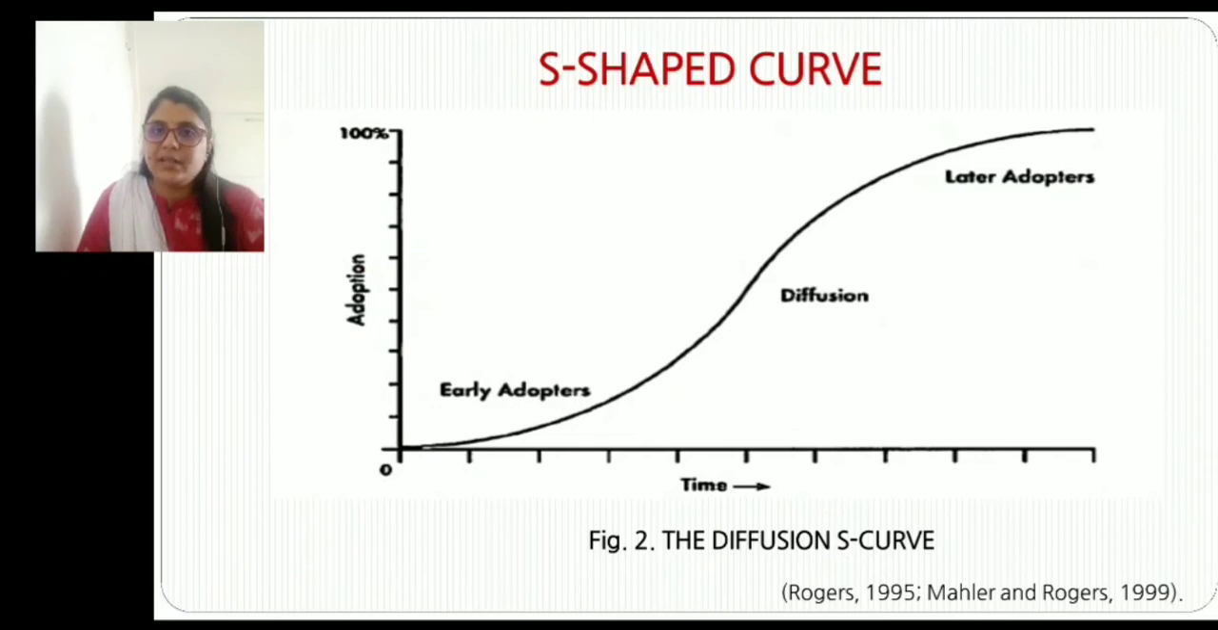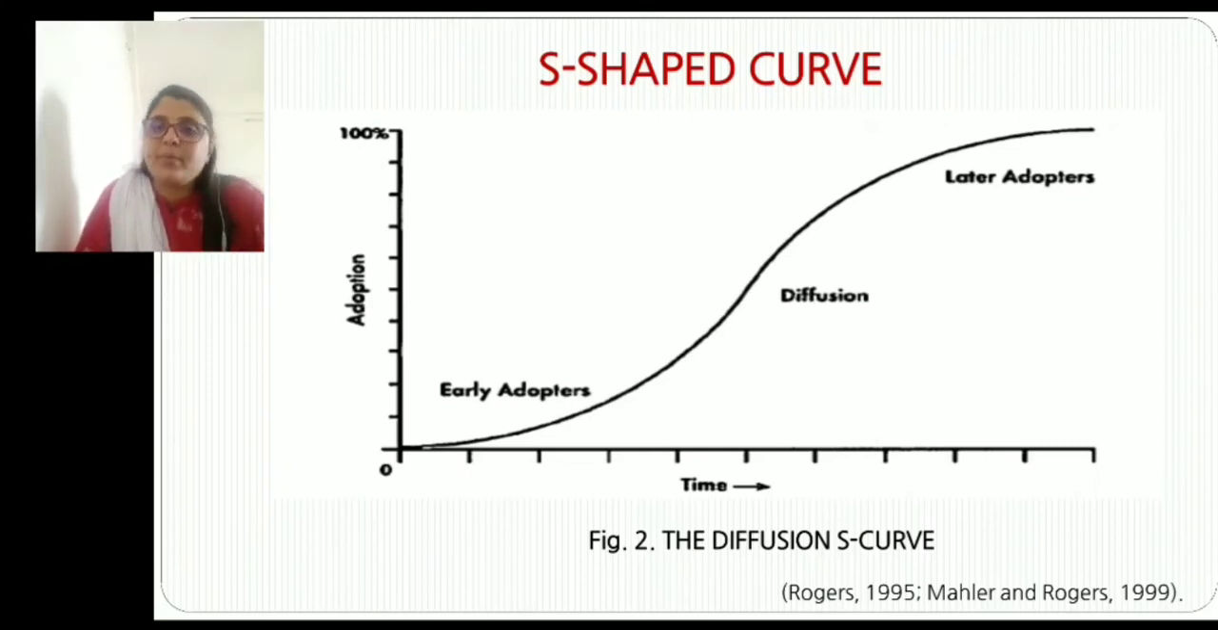Then the last point in today's class is the S-shaped curve. It is also called the diffusion curve. Here some adopter categories are there; we are going to discuss the adopter categories in the next class. There are early adopters and later adopters, and in between the diffusion. So what is diffusion? Diffusion means whatever innovation or new thing is adopted by members of a social system through certain channels within their particular social system. That is, a new idea is adopted by members of a social system through different communication channels. That is your diffusion.